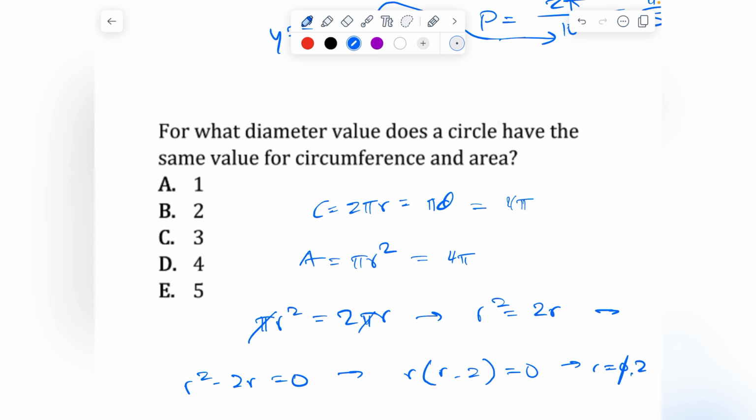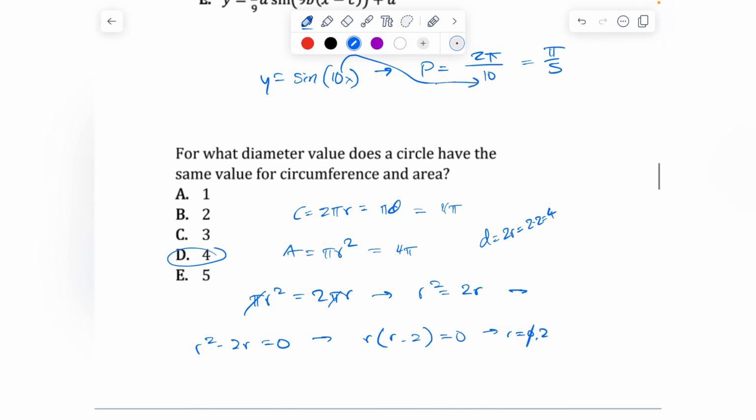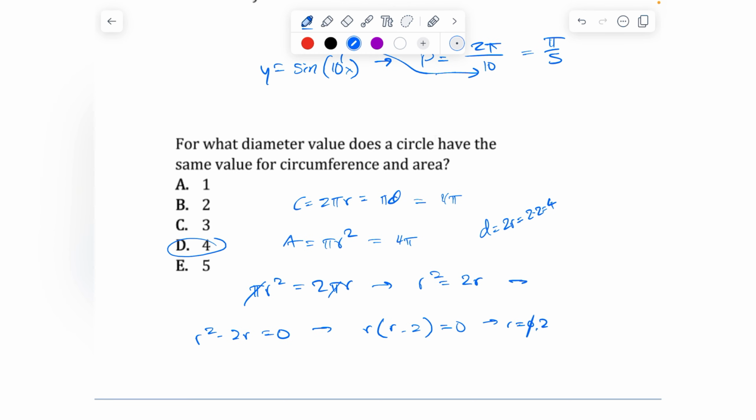All right, that's for a radius of 2, diameter of 4. And that is the answer, diameter of 4, right? Because diameter is equal to 2r, which is equal to 2 times 2, which is equal to 4. All right, so again, just problems asking you to play around with the equations.